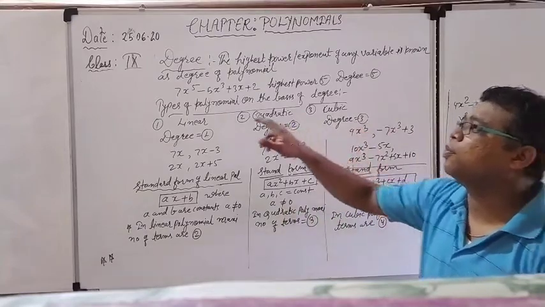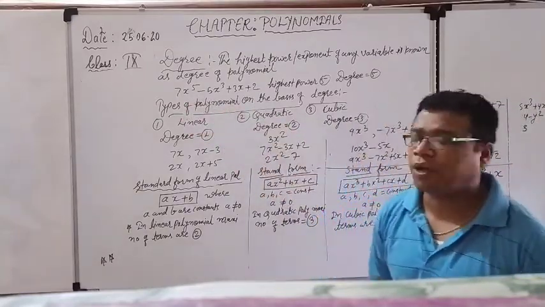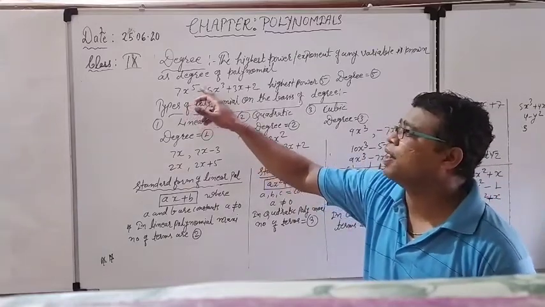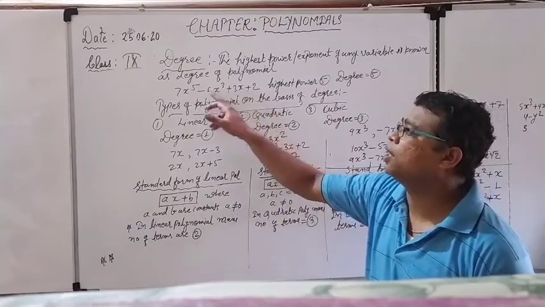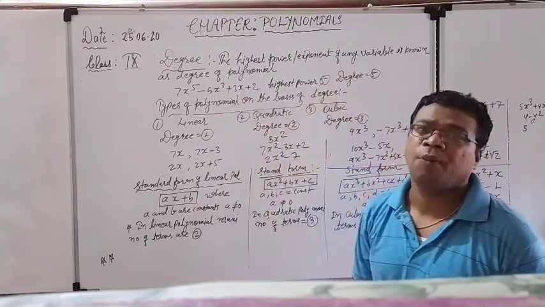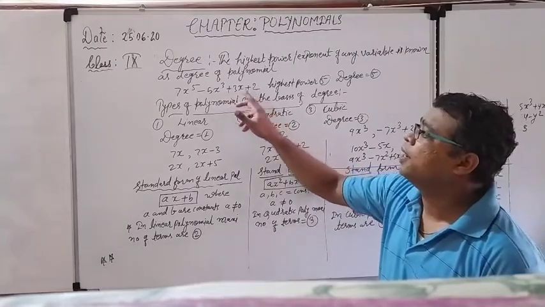Now see with the help of an example. Here I have written one example of an algebraic expression: 7x^5 - 5x^3 + 3x + 2. How many terms are there? 1, 2, 3, 4. Four terms are there.